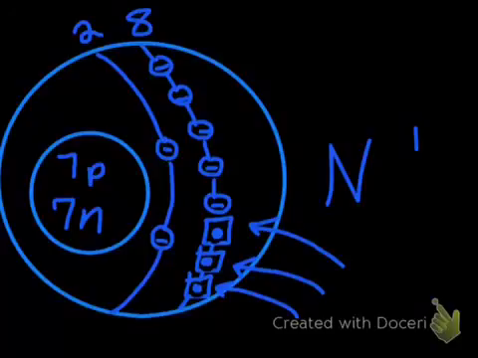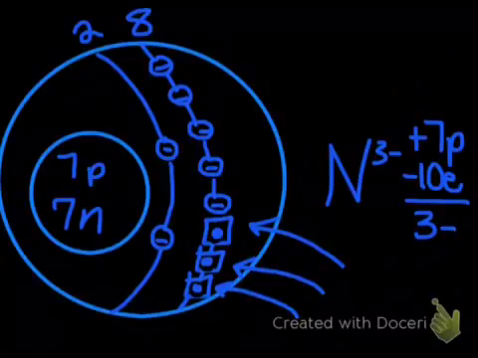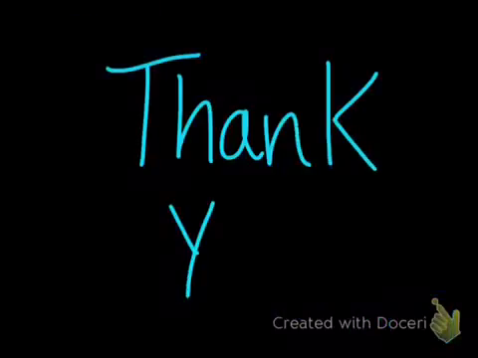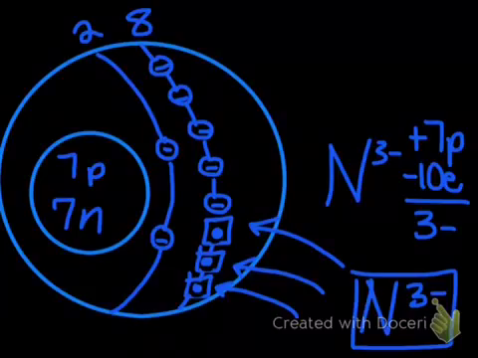So now that the outer energy level has gained 3 electrons, it's still nitrogen, but it's no longer neutral. Since it's still nitrogen, it still has 7 protons. So now, instead of having 7 electrons, it has 10 electrons, and so its overall charge is -3. So now it's a nitrogen ion with a -3 charge.